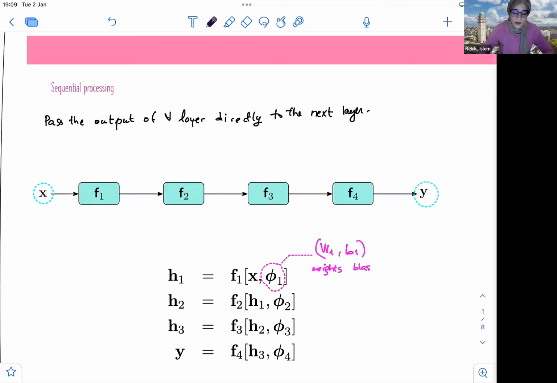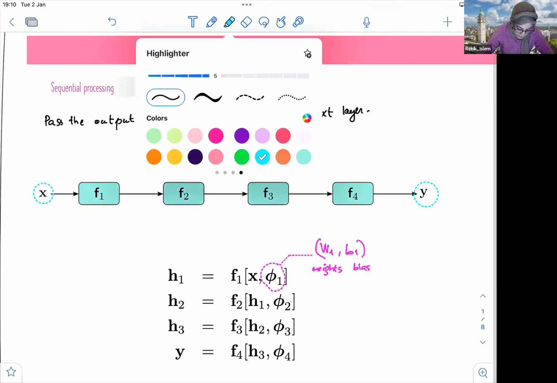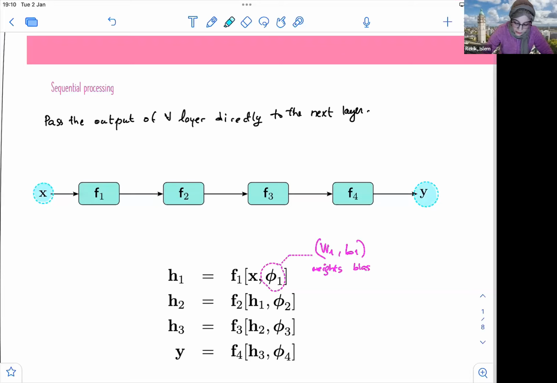So all of those are processed, or they operate in a sequential manner. So what does that mean? It means that first we have an input data. So this is our input data X, okay? And this is our target. This is the goal that we want to hit. So we want to predict the Y.